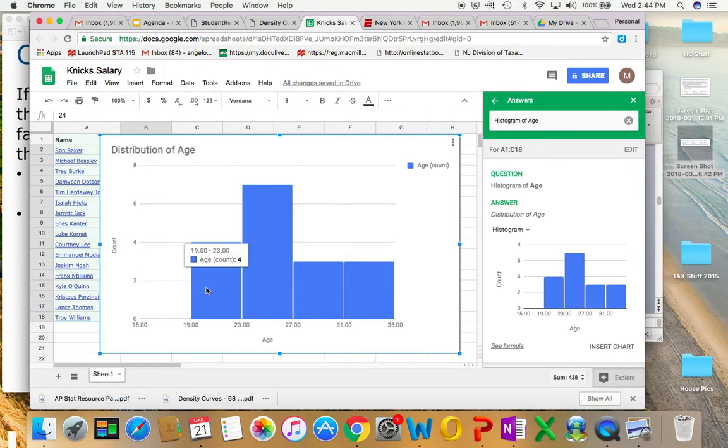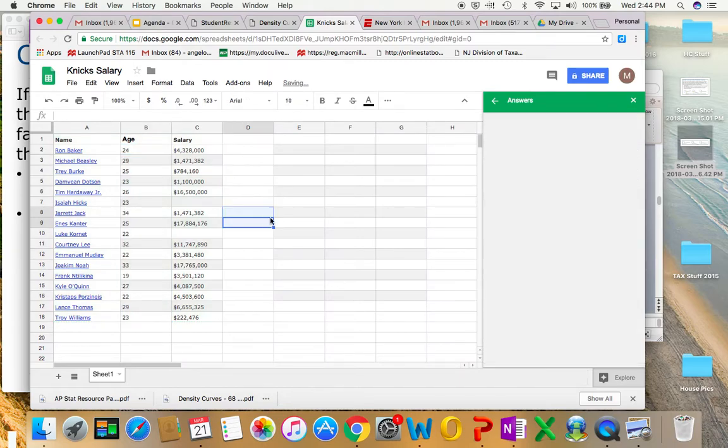So we have 4 people between the ages of 19 and 23, 7 people between the ages of 23 and 27, and so on and so forth. So just kind of take a mental picture of this histogram and know that our z-scores and our 68, 95, 99.7 rule is going to be useful in helping us predict percentages for this distribution. So I'm going to delete that for now, okay?